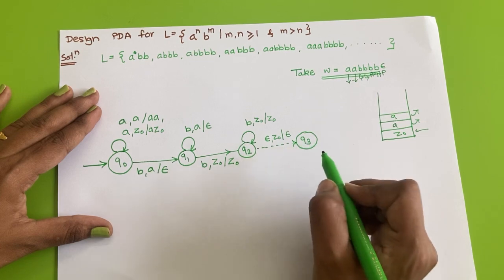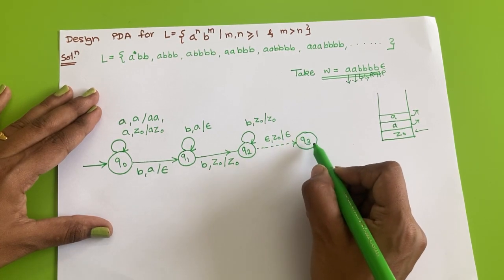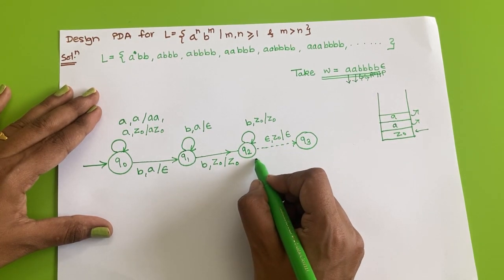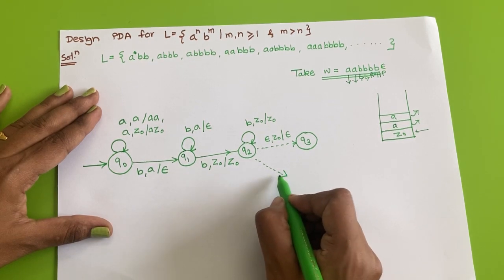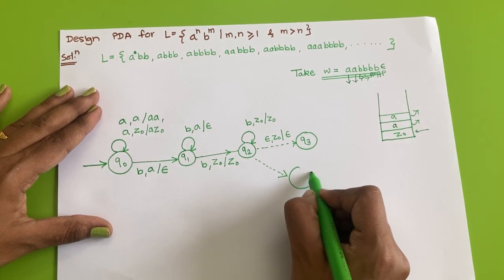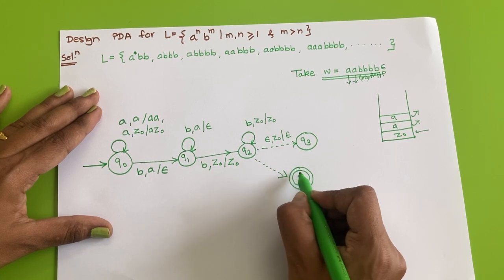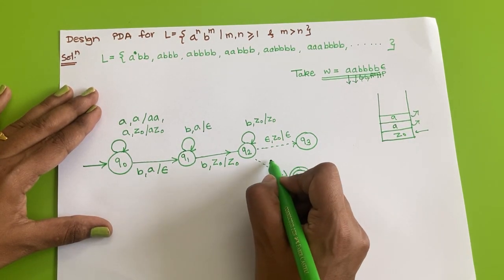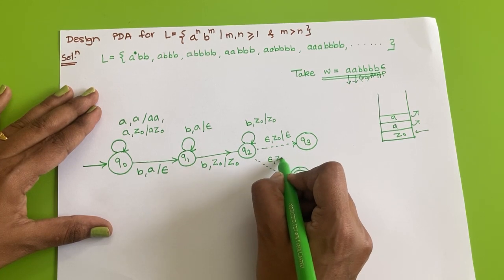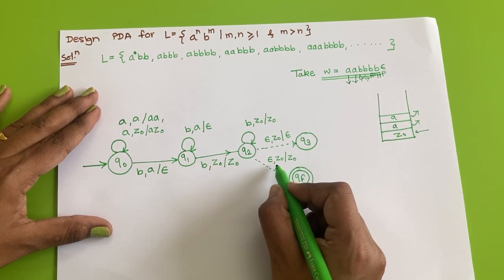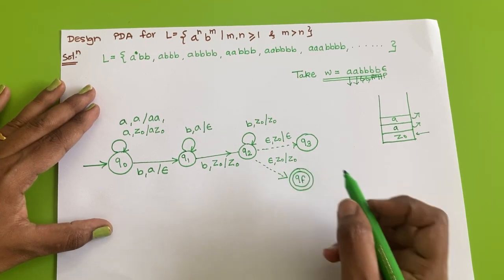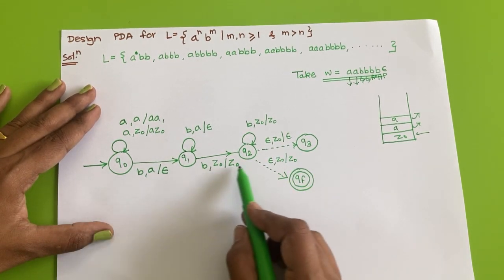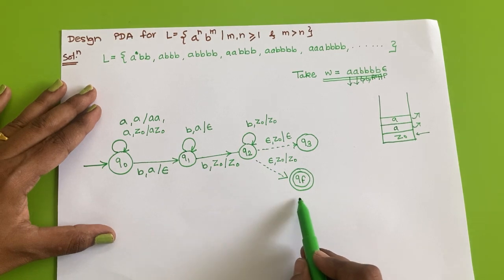This will lead to acceptance through empty stack. If we want acceptance through final state, then that transition will lead to the final state QF, and here the transition will be empty Z0 Z0. This will perform no operation and gives the PDA acceptance through final state.